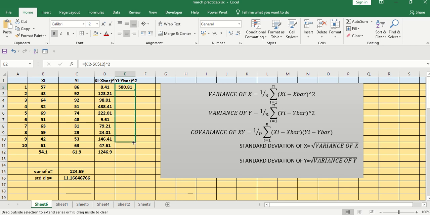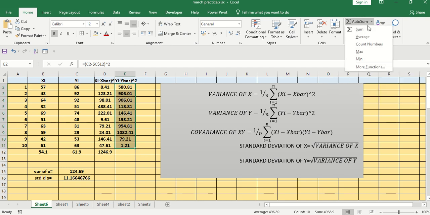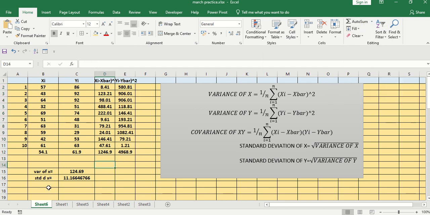Then drag so that it may repeat the same formula to the other samples, to the other units. Then it has done so. What you are going to do now is find the summation. Now what we want to calculate is the variance of y, which is given by: start with the equal sign, then select the summation of yi minus y bar squared, then divide by the sample size, which is 10, and click enter.